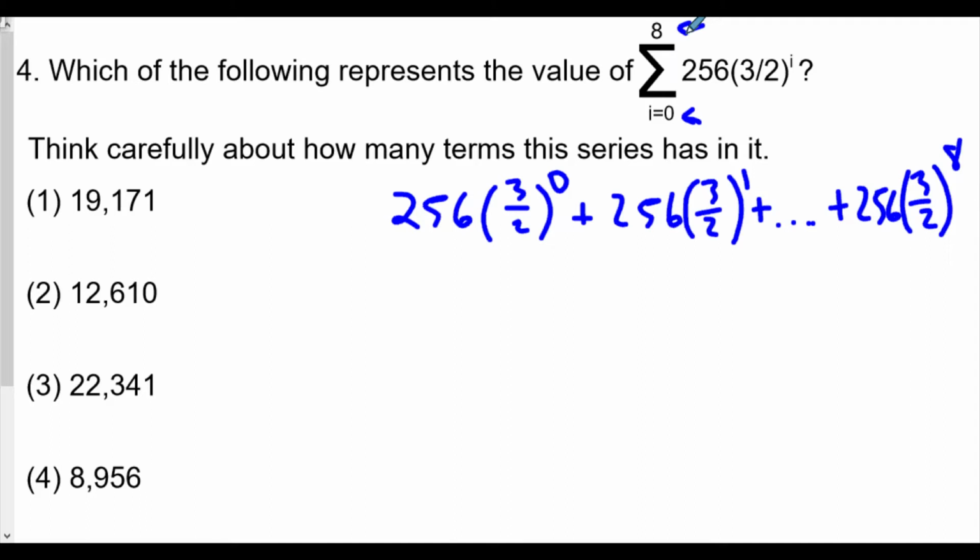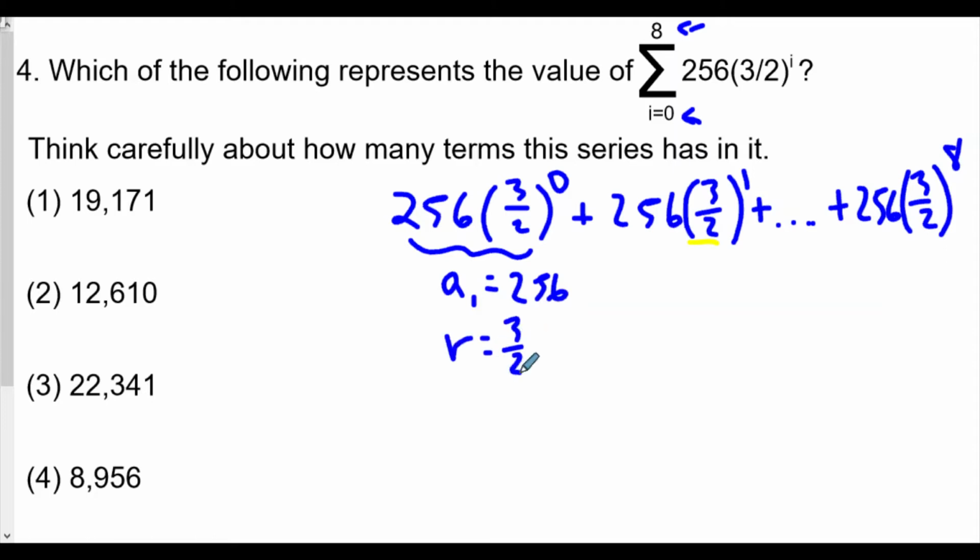So to find the sum, we see in this case our first term a1 equals 256, because a number to the 0 power is equal to 1; 3/2 to the 0 power is 1, times 256 is 256. We know in this case our r value is 3 over 2, because in each situation we're multiplying by 3 over 2 every single time. So r is equal to 3 over 2.